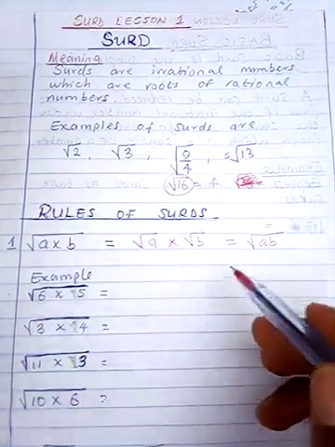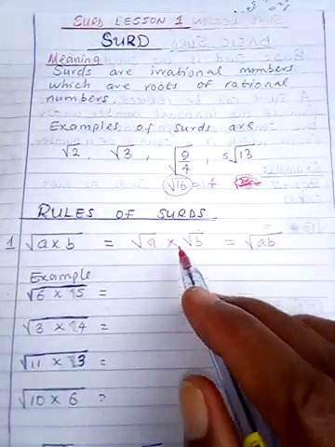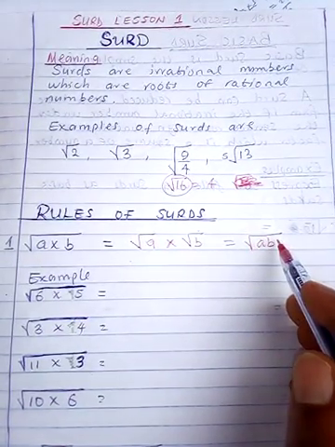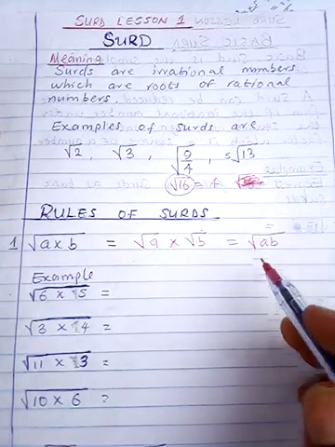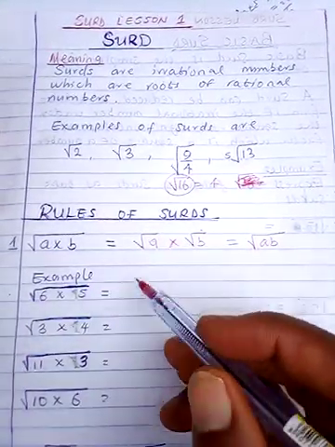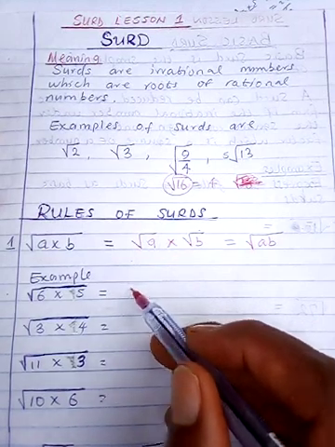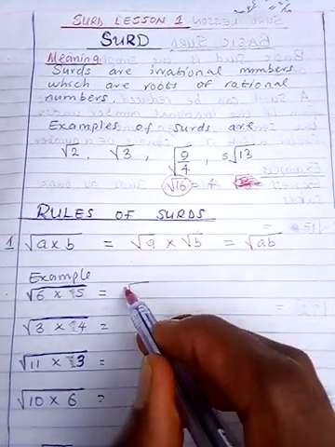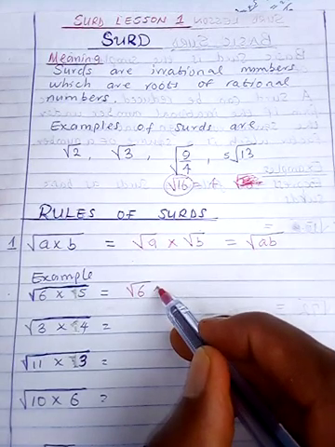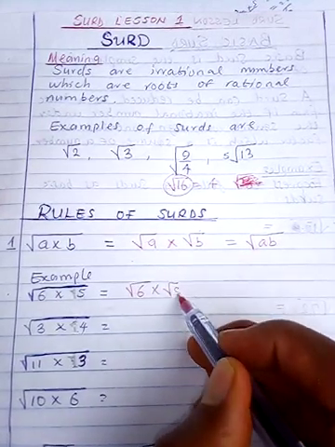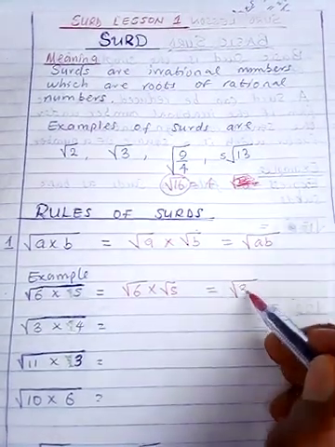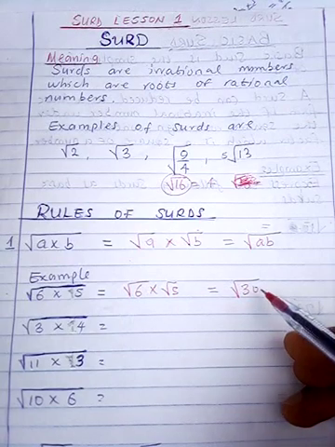That means that these two numbers can actually be written separately like this, or they can be multiplied to form a single root. So surds can easily be separated. So when you have this, we can also express it in two forms. It can be written as the root of the different numbers, that is root 6 times root 5, and also it can be written as root 30, because 6 times 5 is 30.